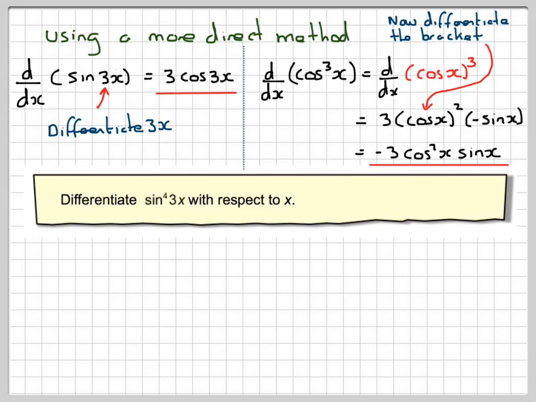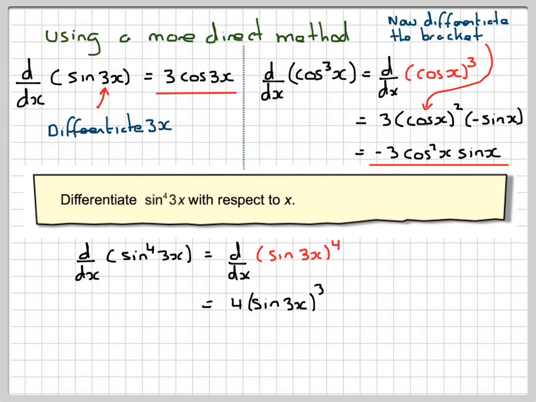If we take a more difficult example, differentiate sine to the power of 4 of 3x with respect to x, using the direct method. First of all, you should think of d/dx of sine to the 4 3x as d/dx of sine 3x to the power of 4. Write it like that. Now we bring down the 4, write down the same bracket again and reduce the power by 1, and then differentiate the bracket. So it becomes 4, writing down the bracket, sine 3x, reduce the power by 1, cubed, differentiating the bracket.